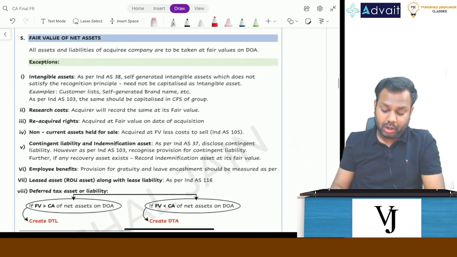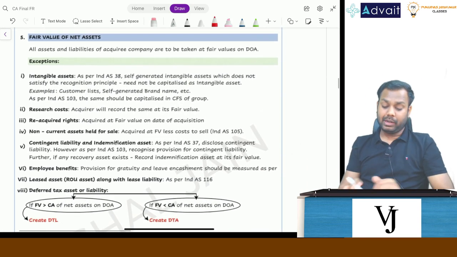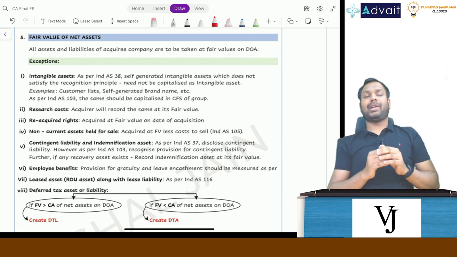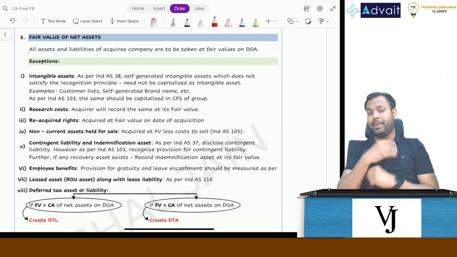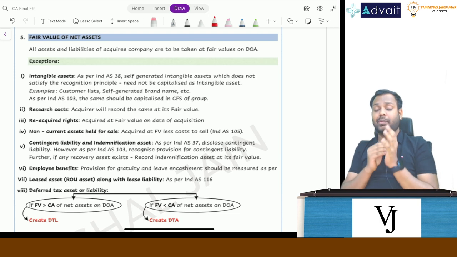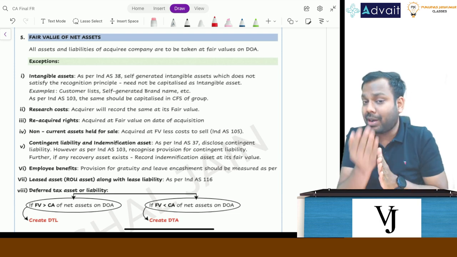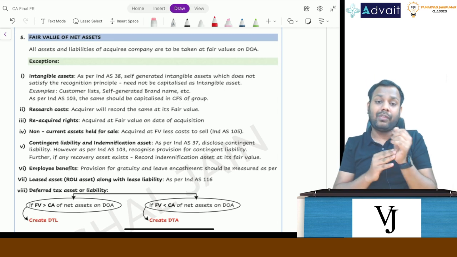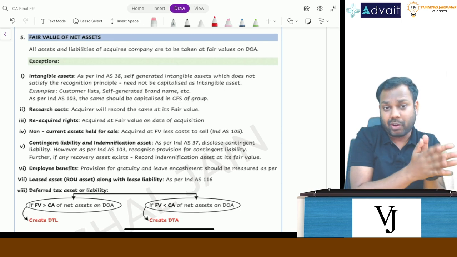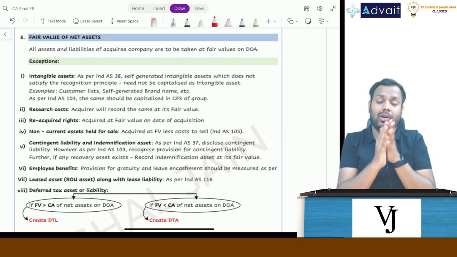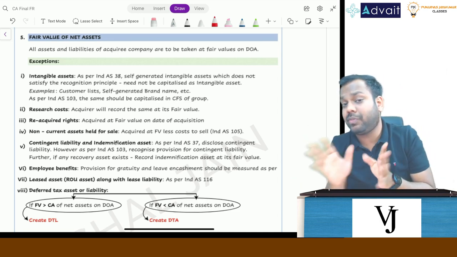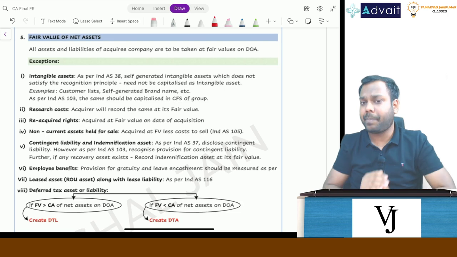Okay. Moving on to the next part, that is fair value of the net assets. So far we discussed the applicability of the standards, then the purchase consideration, the classification of investments, the default classification and otherwise also, then the accounting treatment of investments in the consol books and in the SFS of the parent company. Then we discussed the valuation of the cost of investments, the mode of settlement, and certain adjustments, and we took up certain examples also on that.